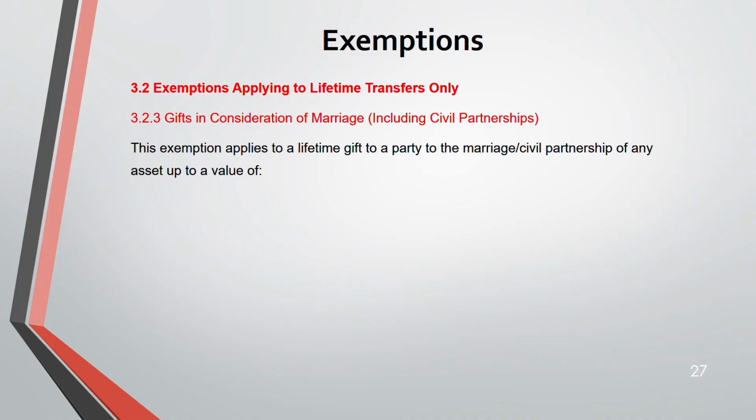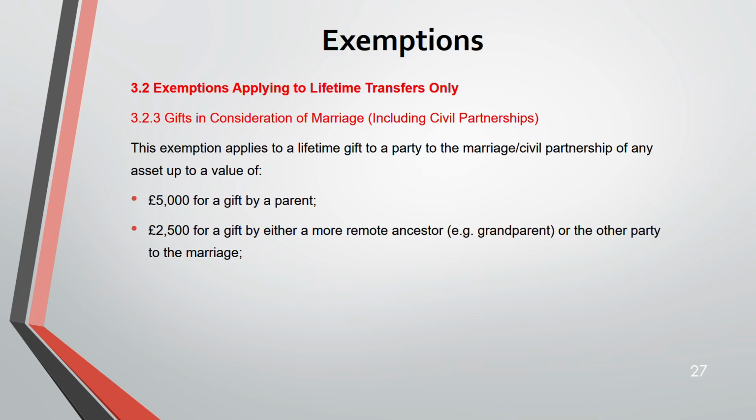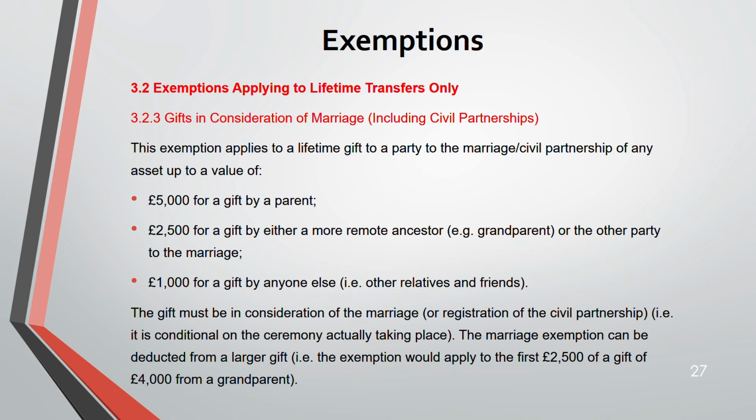So this exemption applies to lifetime gifts to a party to a marriage of any asset up to a value of 5,000 if the gift is by a parent, 2,500 if the gift is by some remote ancestor like your grandparent or the other party to the marriage, and 1,000 by anyone else, could be relatives or friends. So the gift must be in consideration of the marriage. Remember, if you are separated or divorced, this marriage exemption will not apply.